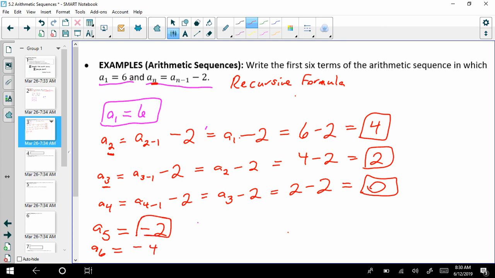Now you might be asking yourself, wait a second. If this is an arithmetic sequence, I thought we had to be adding each time. And it looks like we're subtracting each time. Well, yes and no. We're going to think of it as we were adding a negative 2 each time. Okay, so we will be working with negative numbers. So it's still arithmetic because I can think of it as I was adding a negative 2 each time.